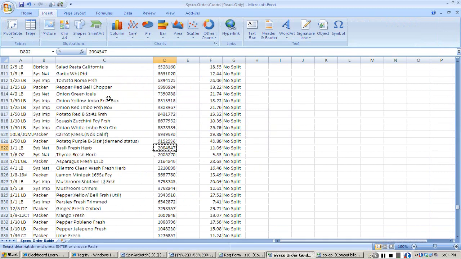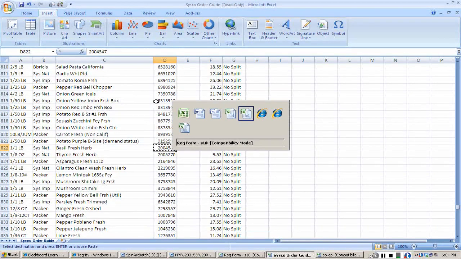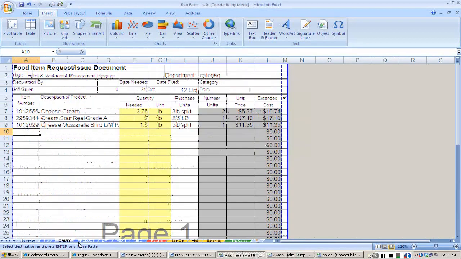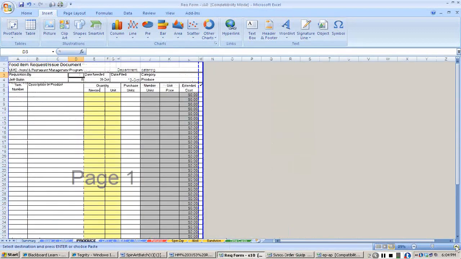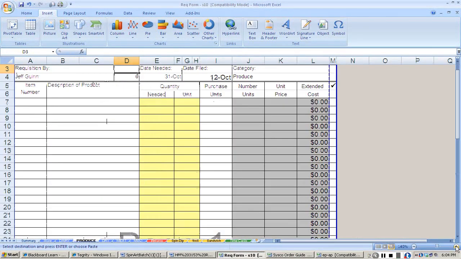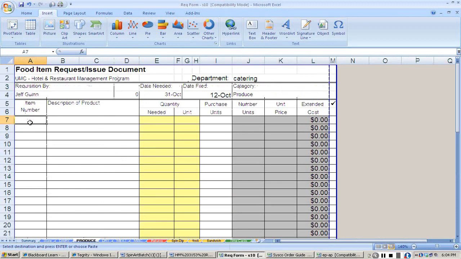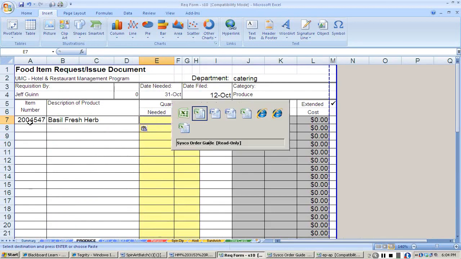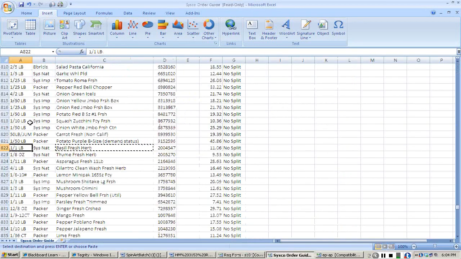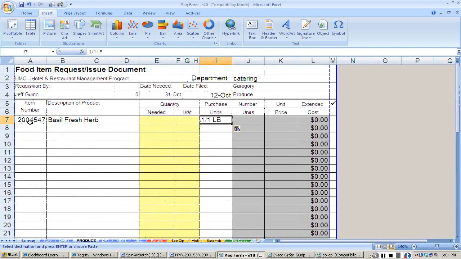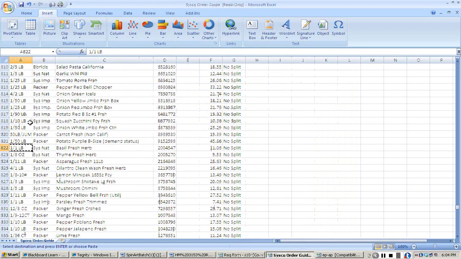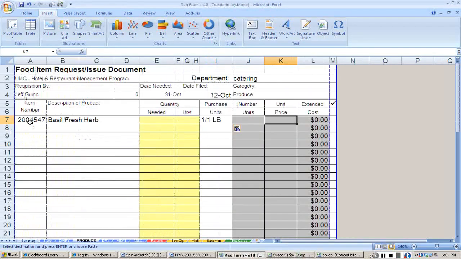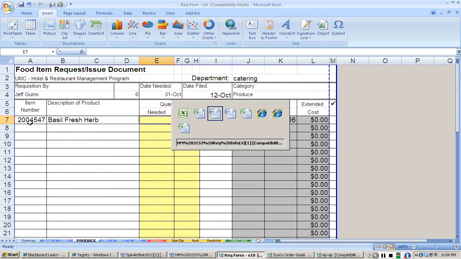Alright. So basil, fresh basil. I'm going to go into my rec form under produce. Description of the product, copy and paste. Needed, we can't quite do that yet. Purchase units are in pounds, and it's 1106. Alright, so since the purchase units are in pounds, I need to get my quantity units in pounds. So that's where I start.